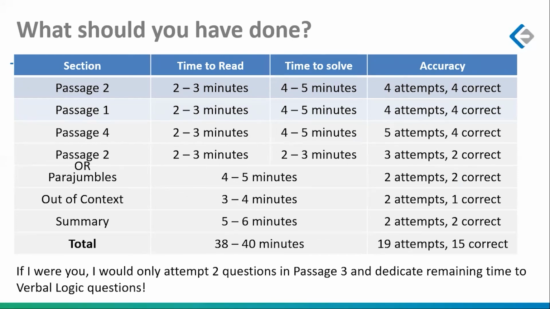Instead, I would go to the other question types, which you are slowly and gradually becoming more comfortable with. So paraexamples, out of context, and summary questions. Yes, you should observe by now that when we say 19 attempts and 15 correct, and thereby I arrive at a good score of 15 into 3, 45 minus 4 incorrect, you can see in this table, and you will see it in a lot of my analysis also.